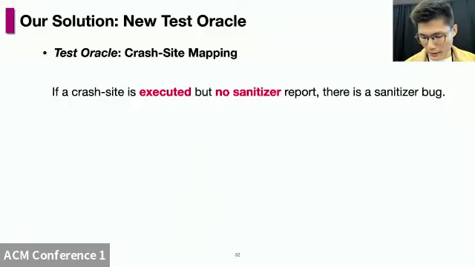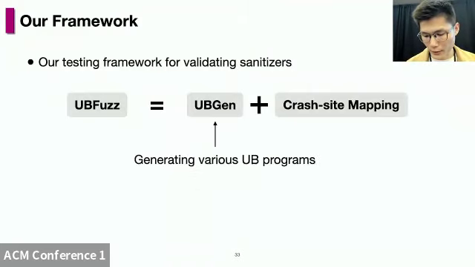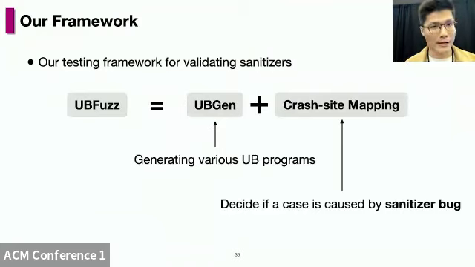So our testing framework, we call it UBFuzz. It has 2 key components. The first one is the UBGen. It is used to generate various programs containing all kinds of undefined behavior, and together with the test oracle, it is used to decide whether or not a missed report is really caused by a sanitizer bug or by aggressive optimizations only.